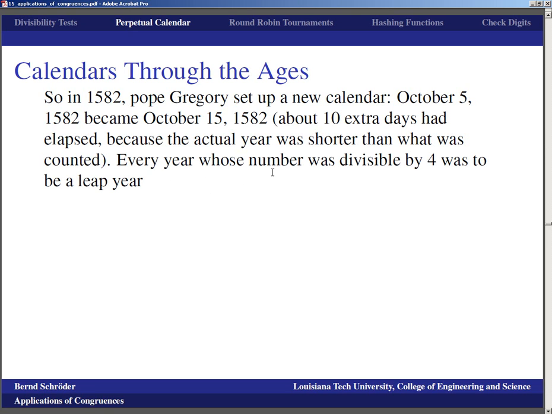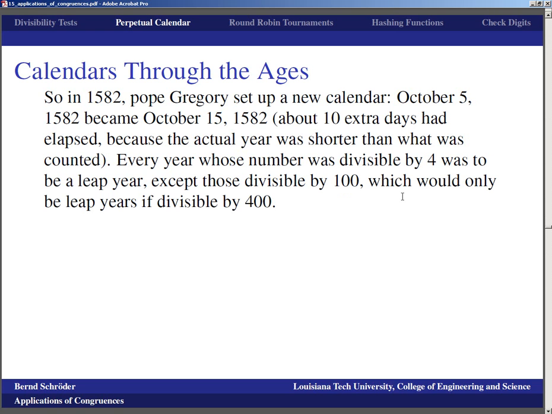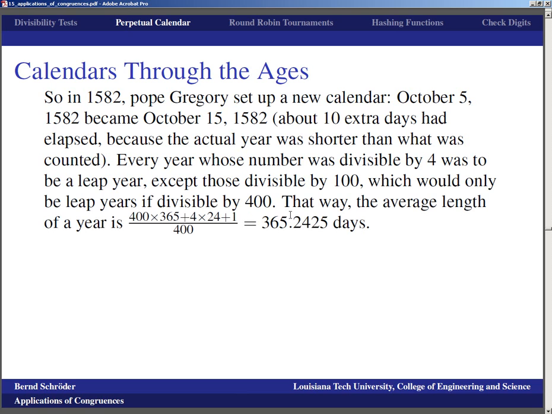And from there on out, basically they said, okay, every year whose number was divisible by 4 was to be a leap year, as before, except those divisible by 100, and those would only be leap years if divisible by 400. Now that looks really strange in terms of the numbers, but here's the reason.